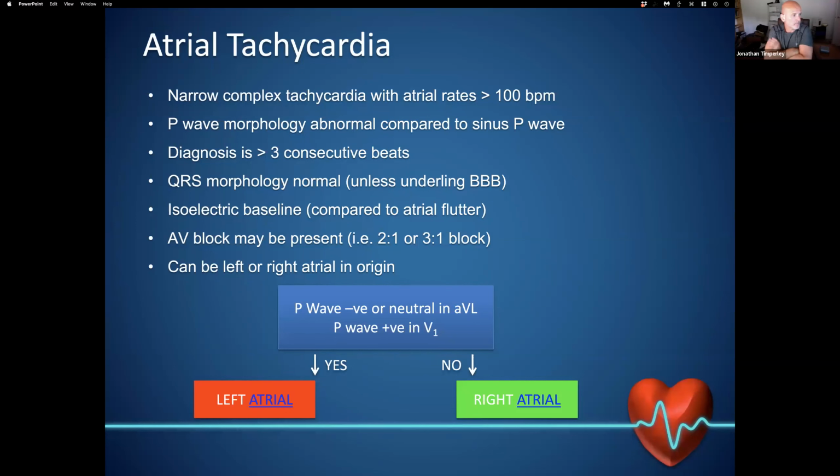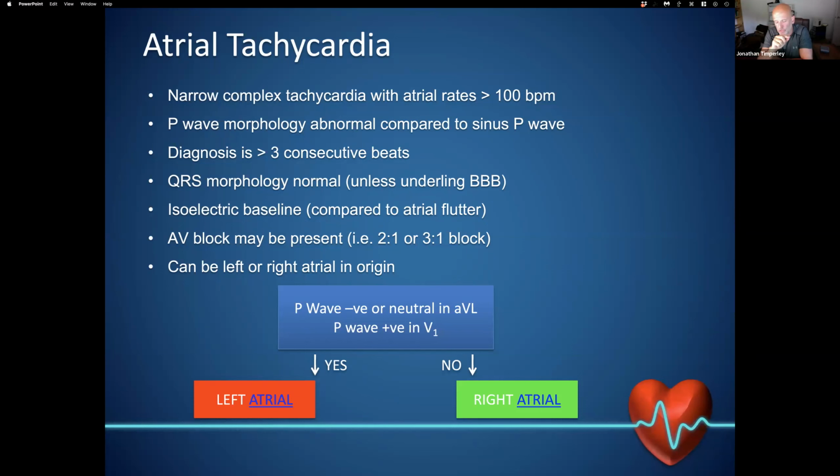Atrial tachycardias. So this is a narrow complex tachycardia, by definition with rates over 100 beats per minute. The P wave morphology very much is determined by where in the atria we're going to get things. Diagnosis by definition is greater than 3 consecutive beats. And the QRS morphology should be normal unless we're expecting there's an underlying bundle branch morphology.